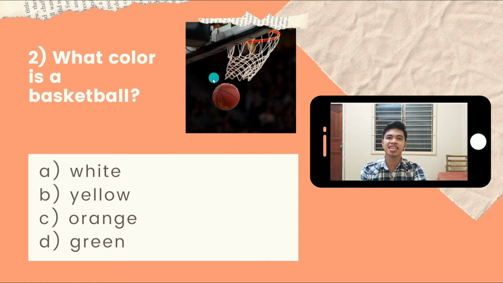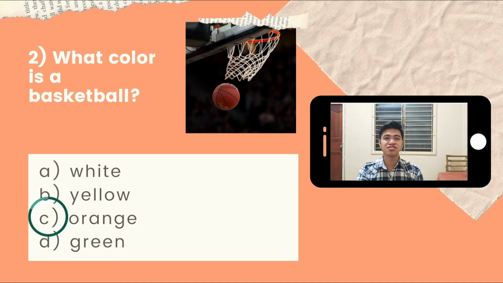You can see it in this picture. So look at the picture and then decide what color this is. Of course, is it going to be orange? This basketball is orange, right? Okay, so circle orange, letter C.